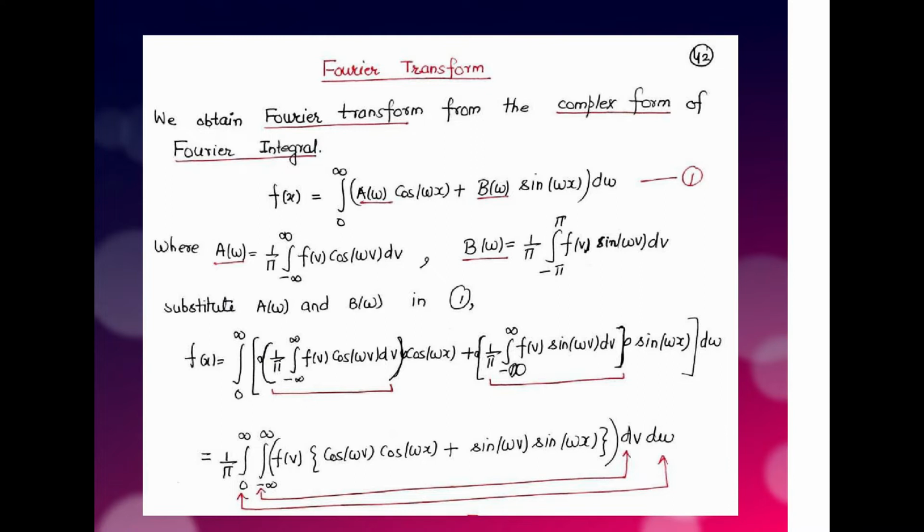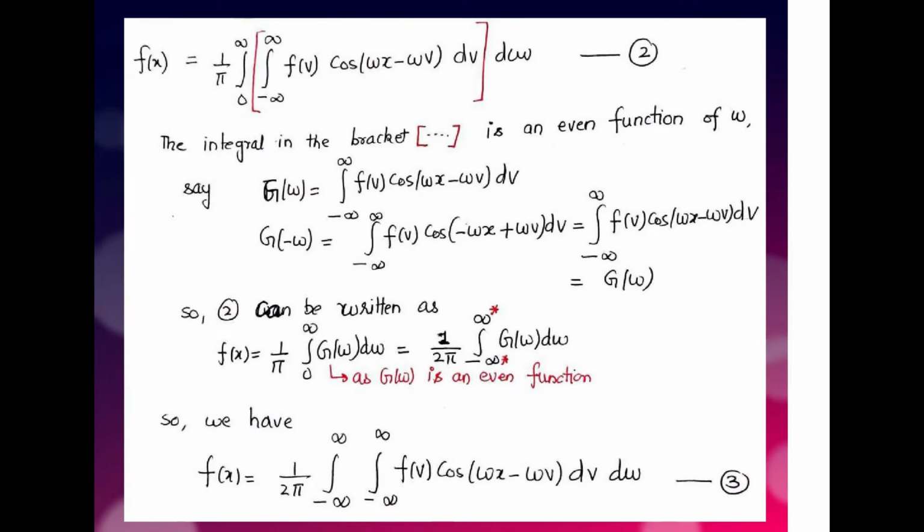First we are integrating with respect to v. Limits of integration are from minus infinity to plus infinity. Then integration with respect to w from 0 to infinity. Now in this Fourier integral, we can combine the terms with cos wx cos wv, and we can write this as cos of (a minus b). So finally we have equation number 2.